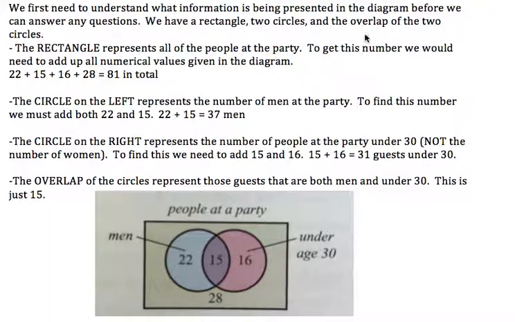We also have this area of overlap. That's the purple shaded region. That's where the two circles meet and share guests. The rectangle represents all the people at the party.